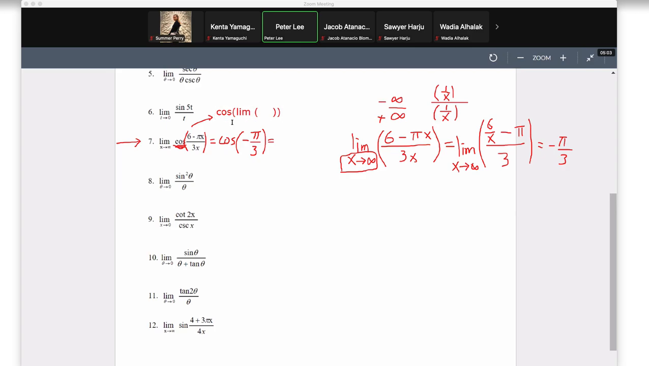It's actually this right here. X heading to infinity. So this is actually equal to this right here. So we have cosine of something, and you have the limit here. Because cosine is a continuous function, we can actually move the limit into the cosine, and then basically we get this.